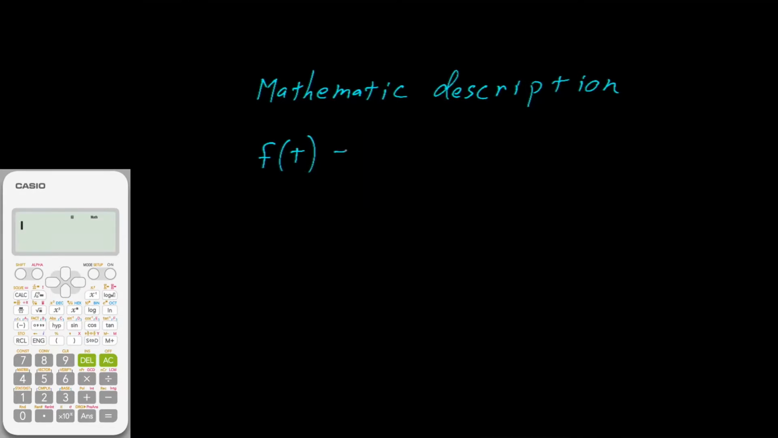Mathematically, we can describe it like this. F of t, which is our square wave described in the time domain, is a summation from n equal 1 to infinity of 4 by the voltage over n pi, all multiplied by sine of 2 pi n f t. Make that t a little better.